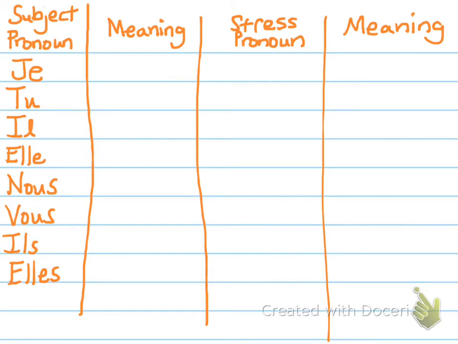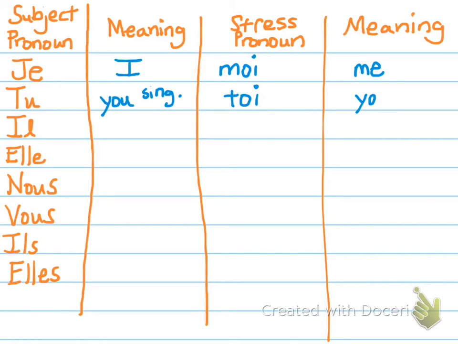So, kind of to help you remember this, because you should know it, but just in case, right? When the subject pronoun is je, that means I. The stress pronoun that corresponds to that is moi. It doesn't mean I anymore. It means me. Tu means you. Remember, this is a singular you, so you're only talking to one person. The stress pronoun that matches is toi, and that means you as well, one person.